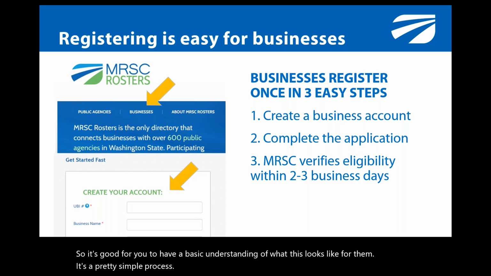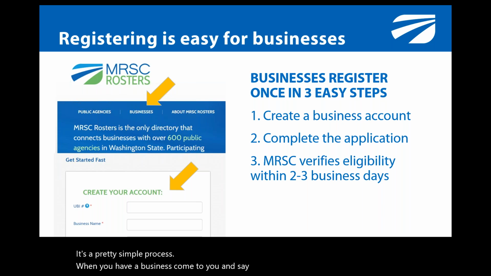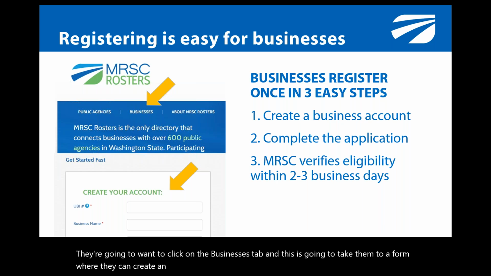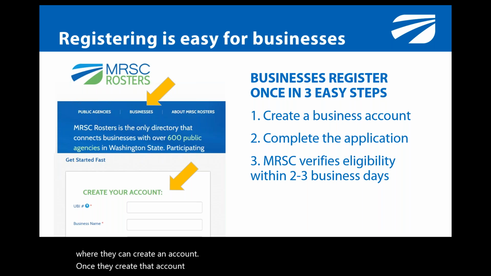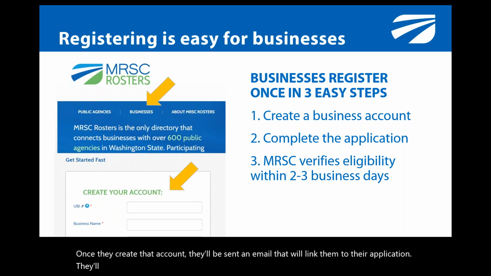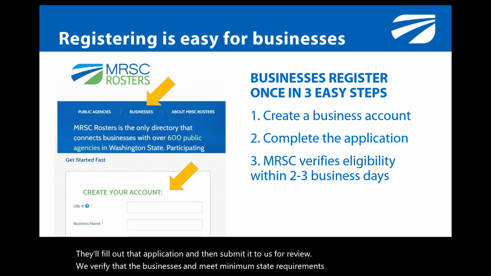When you have a business come to you and say, hey, I want to be on your roster, what do I do? Just direct them to mrscrosters.org. They're going to want to click on the businesses tab, and this is going to take them to a form where they can create an account. Once they create that account, they'll be sent an email that will link them to their application. They'll fill out that application and then submit it to us for review. We verify that the businesses meet minimum state requirements to work with Washington public agencies.